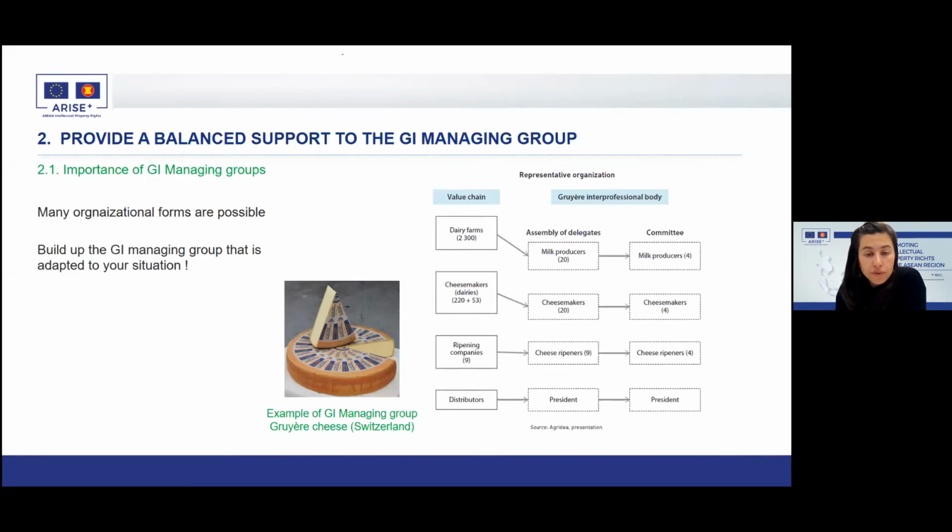This is another example from Switzerland for the cheese Gruyère. You have the value chain on the left. You can see that each category of actors elects representatives that participate in the assembly of delegates, and the delegates elect other representatives that compose a committee, which is in charge of designing the strategic objectives of the GI. So it's a progressive structuration, different from the one decided in Kintamani.